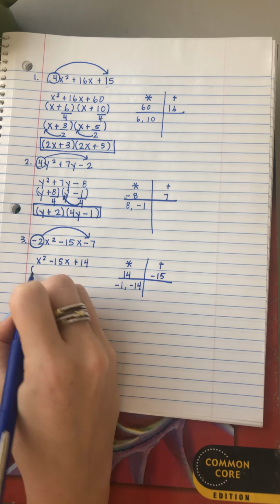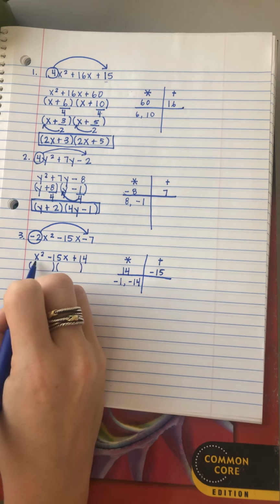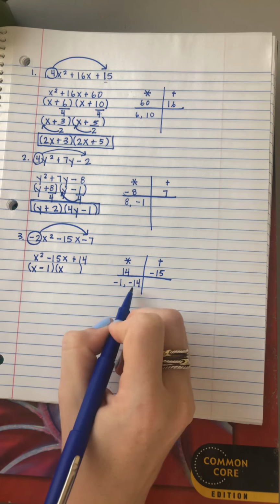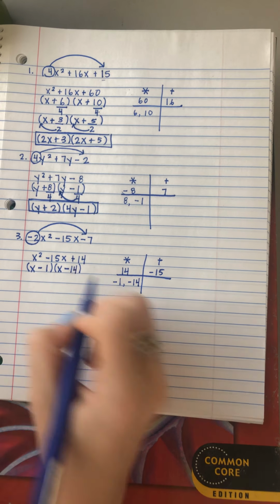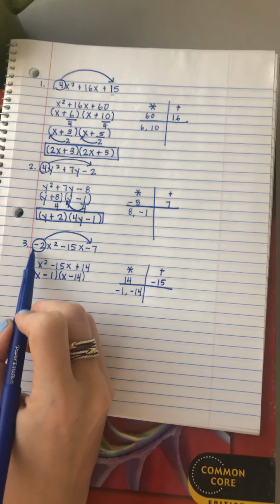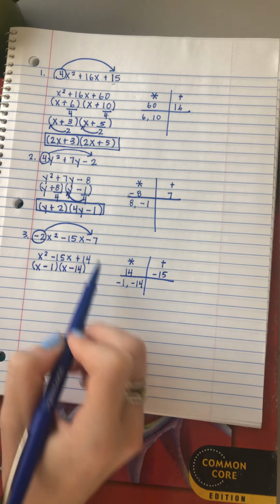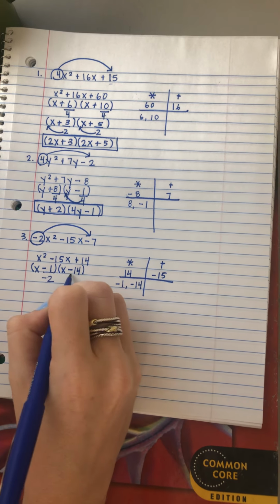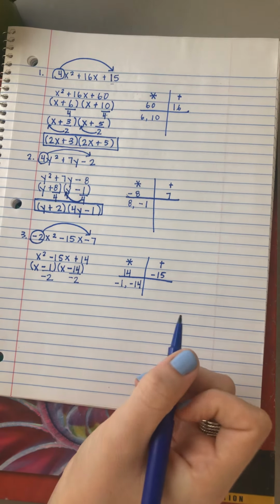So I set up my parentheses. First terms are x, negative 1, minus 1, negative 14, minus 14. Now I take this negative 2 and I bring it back and divide it. So divide by negative 2, divide by negative 2.